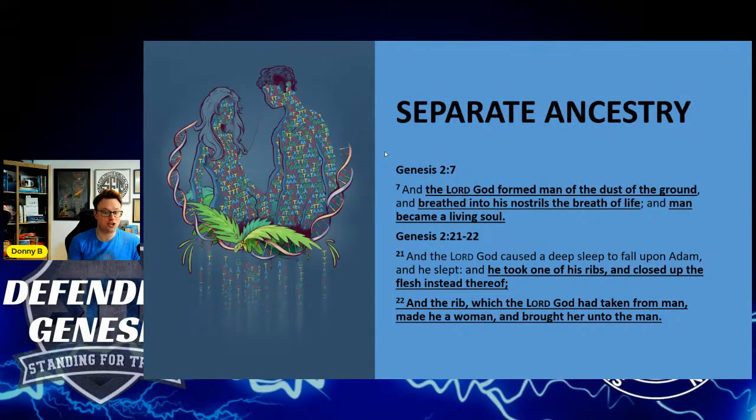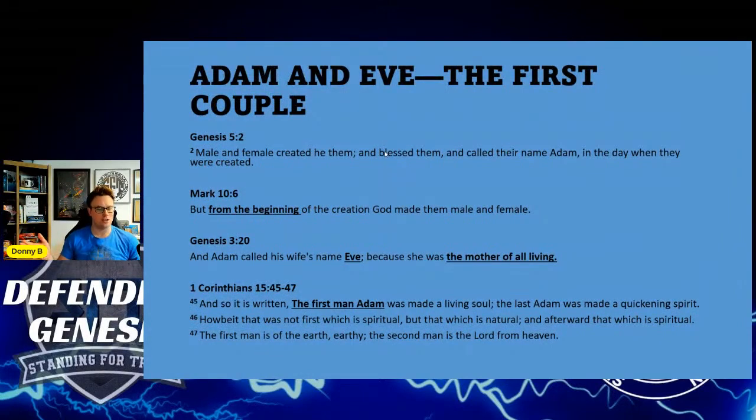Genesis 2:21-22 says, "And the Lord God caused a deep sleep to fall upon Adam, and he slept. And he took one of his ribs and closed up the flesh instead thereof. And the rib which the Lord God had taken from man made he a woman and brought her unto the man." So what we see in Genesis 2:7 and 2:21-22 is the special and separate creation of man and woman, Adam and Eve, separate in the sense that they're created separate from any other form of life. Again, this includes the great apes and grass. The Bible clearly teaches special creation and separate ancestry.